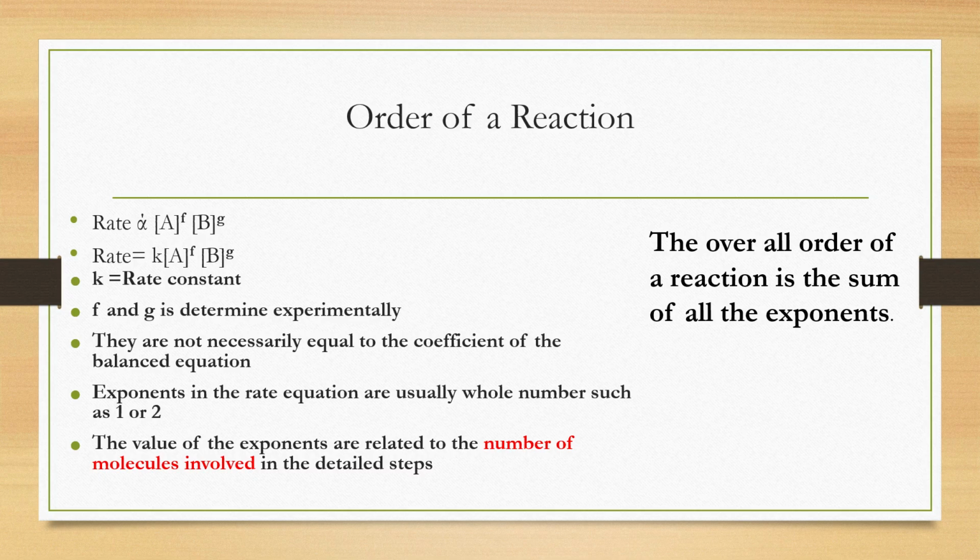Now, the overall order of a reaction. This is a rate equation for a reaction where A and B are your reactants. The order of this reaction will be f plus g. So the overall order of this reaction will be f plus g. The overall order of a reaction is the sum of all exponents.